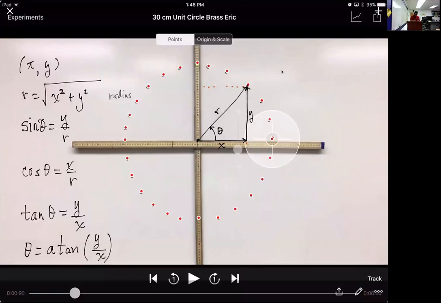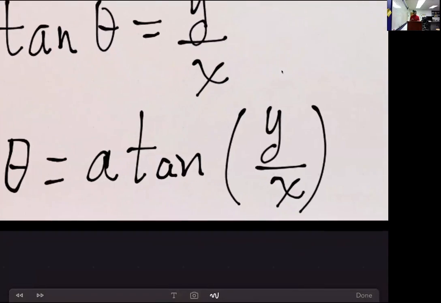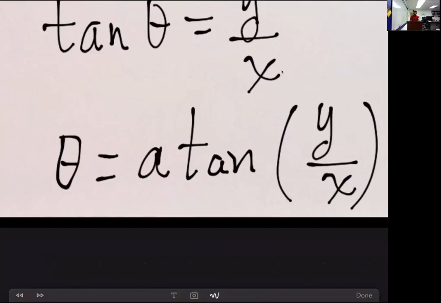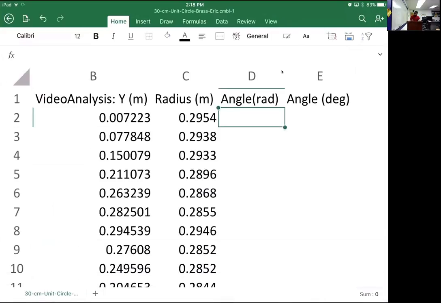So the theory is down here. All right, arctan y over x, okay? Arctan y over x. We're looking for the angle. And Microsoft Excel actually produces the angle in radians. So I'm going to go ahead and tap in here.